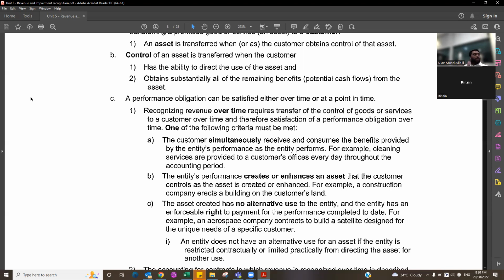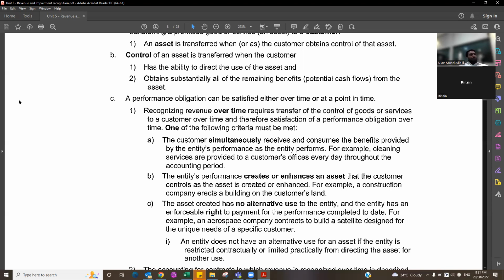Next one is at a point in time. For example, I have entered into a contract with you for air conditioner repair. This is a contract: whenever there is a problem, I will come and fix it. For fixing that, 2,000 dirhams or 5,000 dirhams. So if there is no complaint, I will not come, so I will not recognize any revenue. If I come there, I will recognize 5,000 dirhams of revenue.